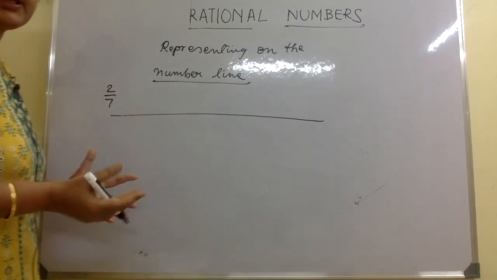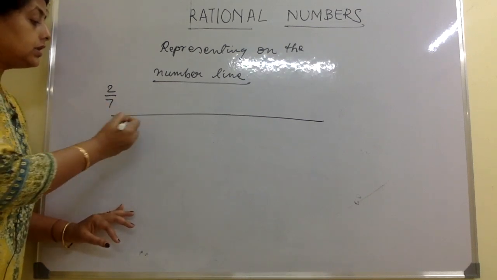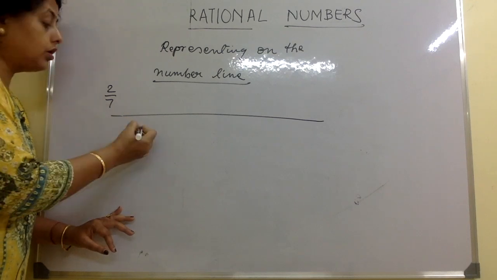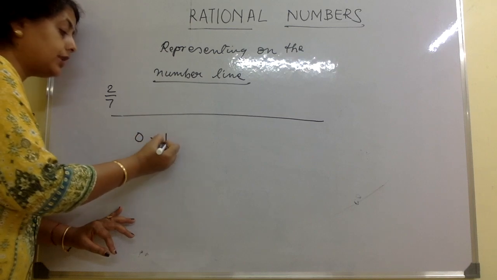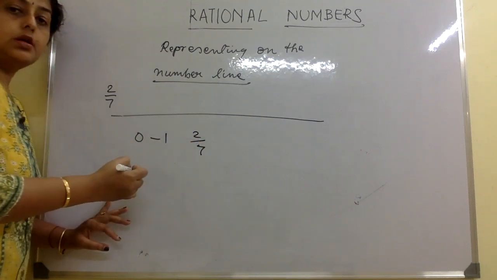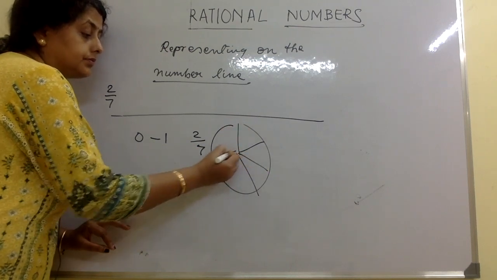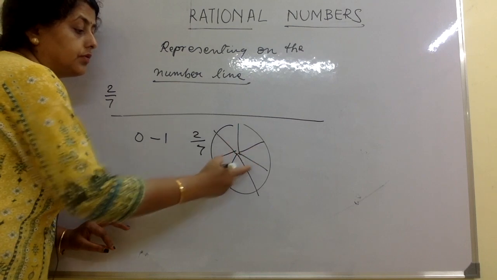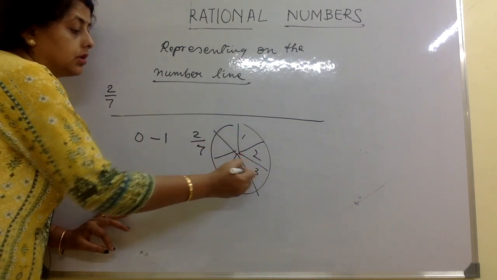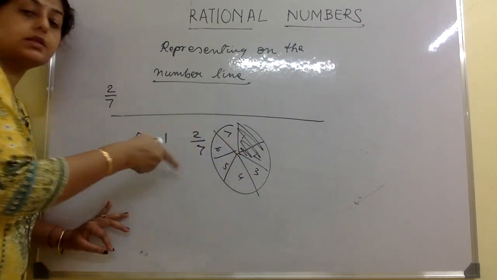Now, one thing before I start with this, I want to tell you all that any number, if it is a proper fraction, always lies between 0 and 1. Like 2 by 7. It means one cake which has been cut into 7 parts. See, 1, 2, 3, 4, 5, 6 and 7. Out of these, any 2 parts make 2/7.